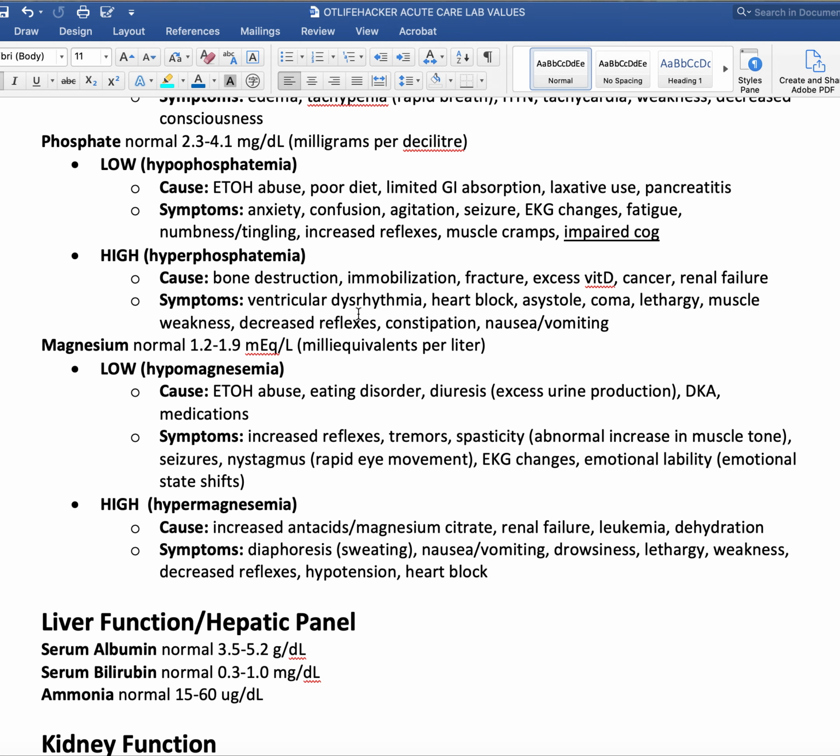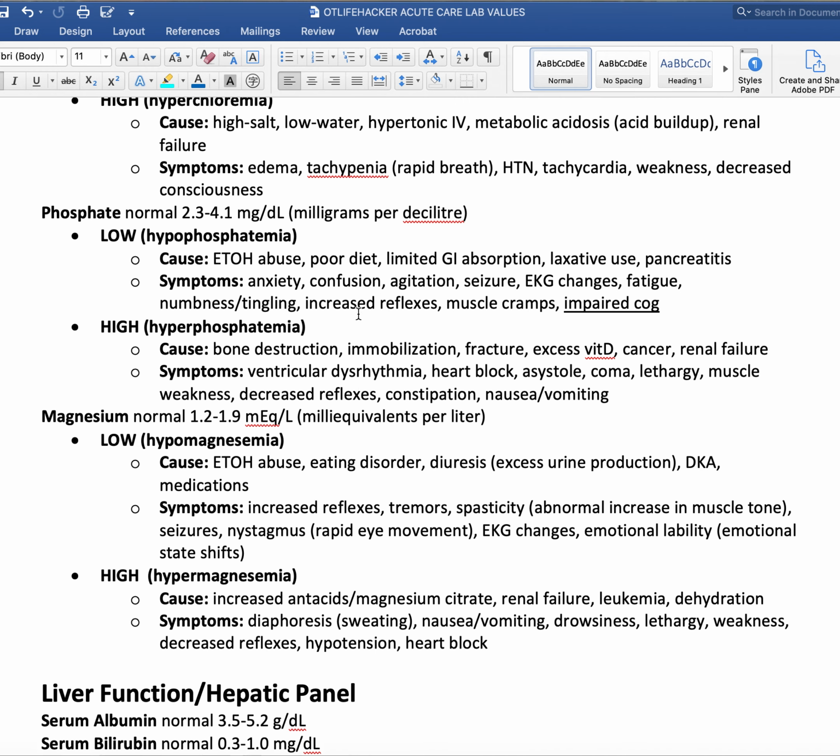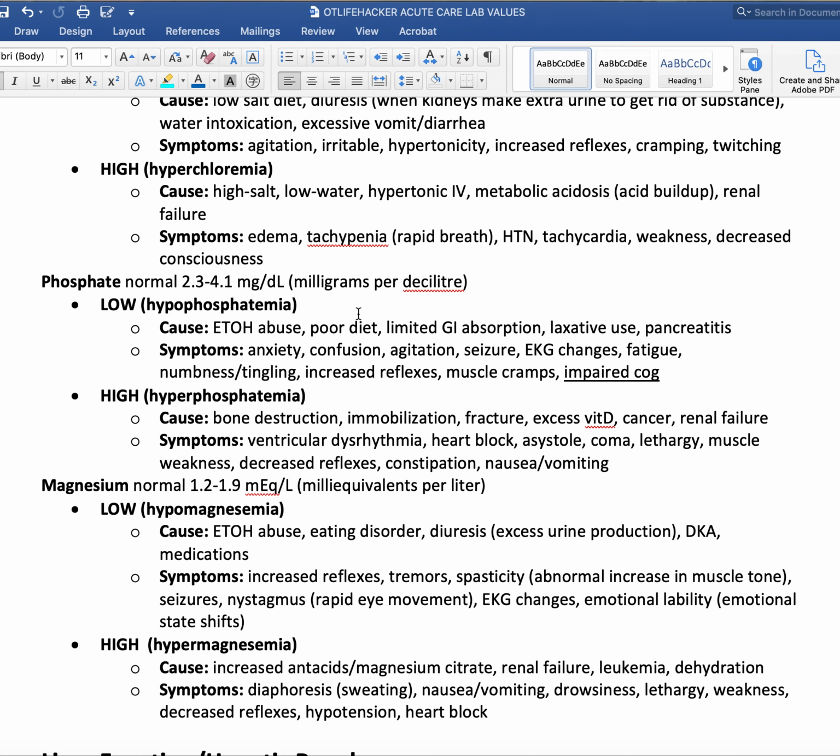Symptoms: ventricular dysrhythmia, heart block, coma, lethargy, muscle weakness, decreased reflexes, constipation, nausea, and vomiting. Magnesium, the normal is 1.2 to 1.9. Low, caused by alcohol abuse, eating disorders, diuresis, diabetic ketoacidosis, medications.